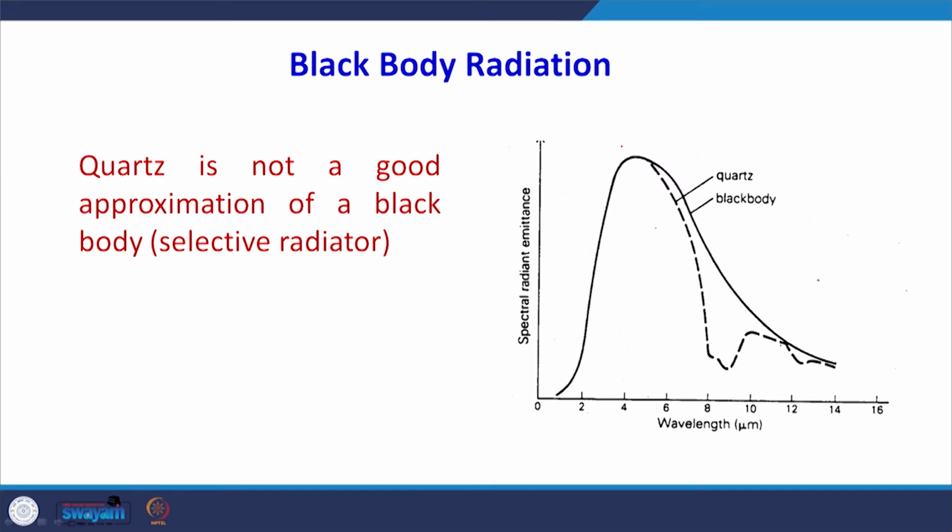Now, if we take quartz, again we have a curve for the black body at different wavelength regions, and we have a curve for the quartz material. So, we can say in the selected part it is a good approximation, but in this part of the wavelength region it is not following the similar curve as the black body; its behavior is different. So, in a selective part of the wavelength region it is following the black body.